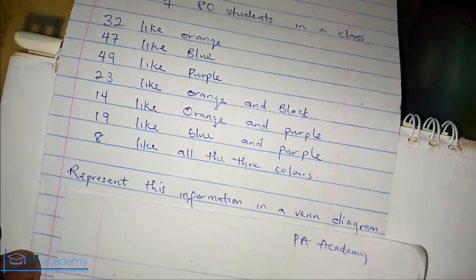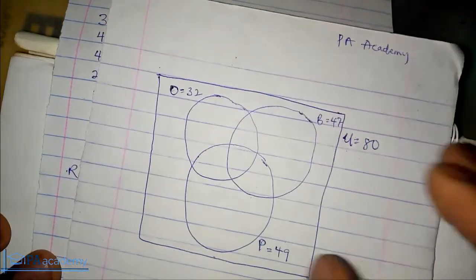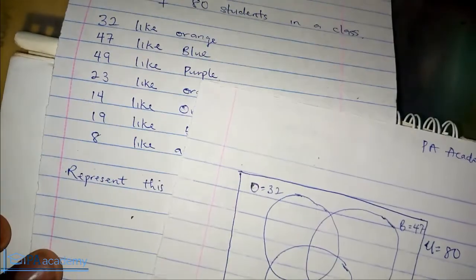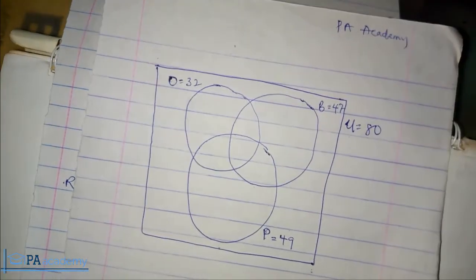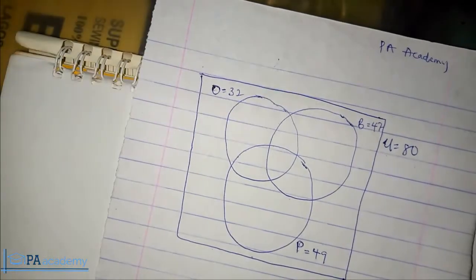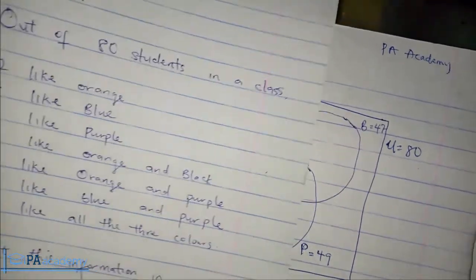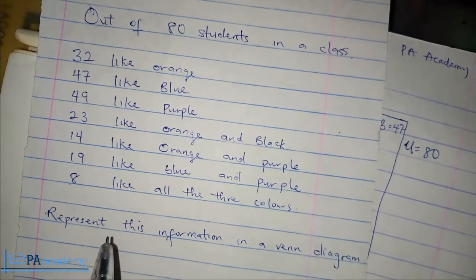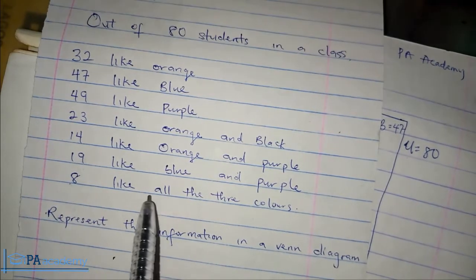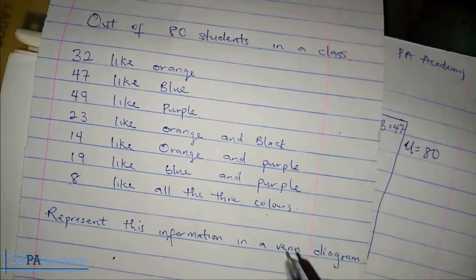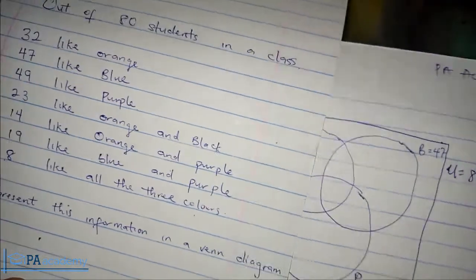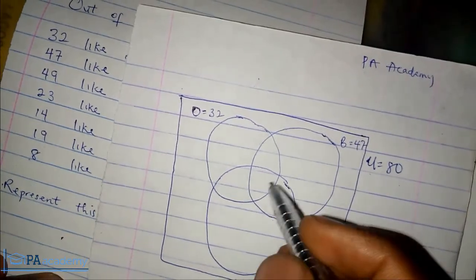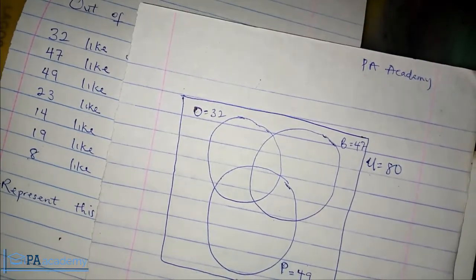So now let's start filling them into this Venn diagram. Let's start to assign the total number of students into this diagram. Now when we are dealing with Venn diagram, we always start with the particular one that joins the three together. Sorry, he said 8 likes all the three colors. So now the 8 that likes all the three colors, this is the part that joins those three together.